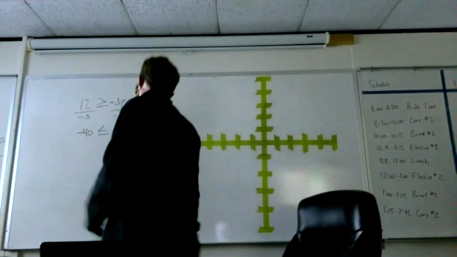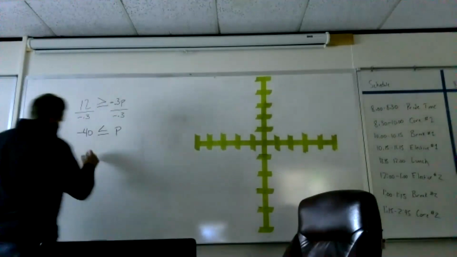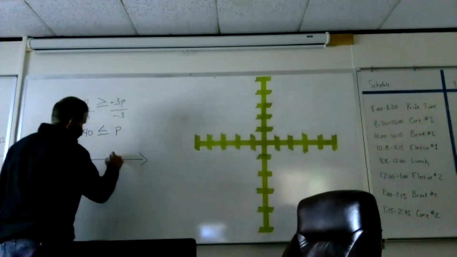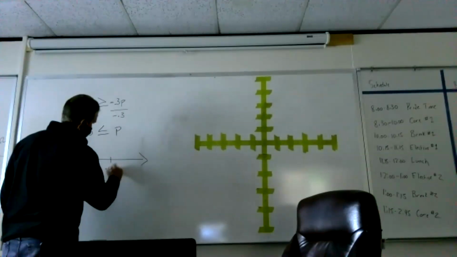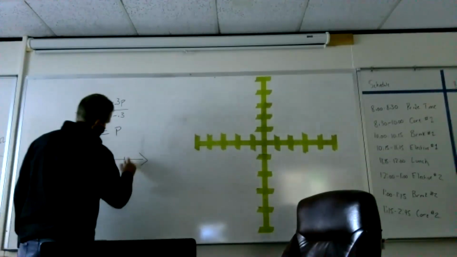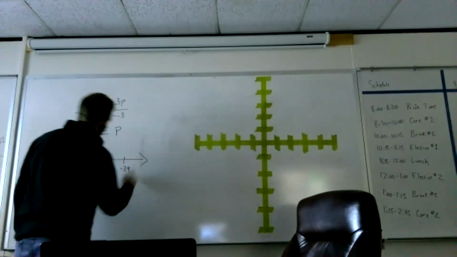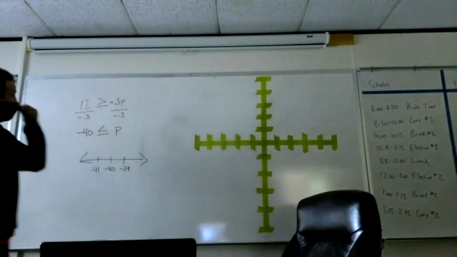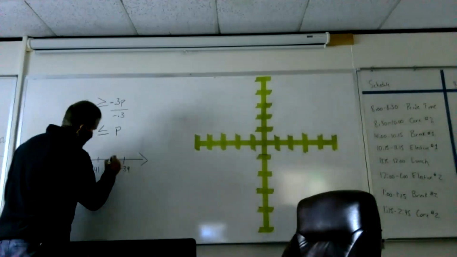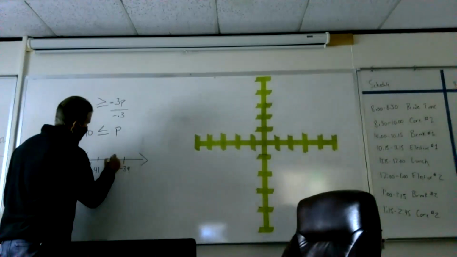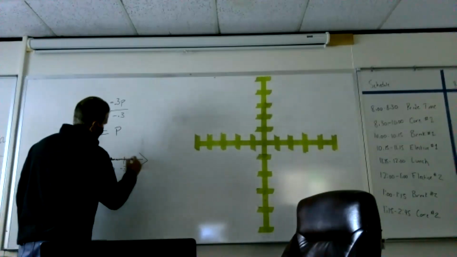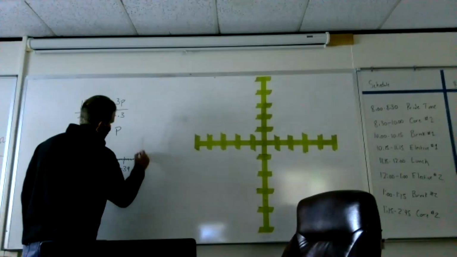Sorry, I almost got away with it. I didn't graph it. So once again, I draw my number line. Put negative 40 here, negative 41, negative 39. And it says that p is greater than or equal to negative 40. Since it is greater than or equal to, I'm going to have a closed dot on negative 40 because it encompasses it, and then I'm going to shade to the right.